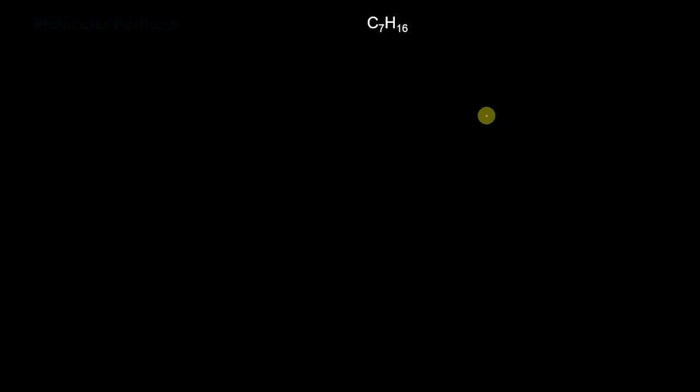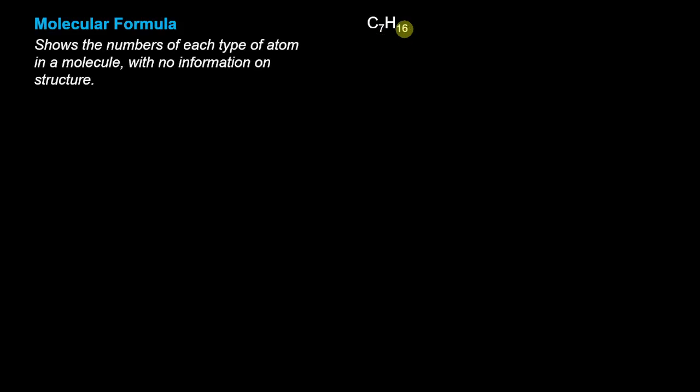Now, this one is the molecular formula for this compound. In organic chemistry, we will be dealing with large molecules. This one is a large molecule composed of 7 carbons and 16 hydrogens. The molecular formula shows the number of each type of atom in a molecule with no information on the structure. This formula just tells us how many carbons and how many hydrogens are here. It does not tell us how the carbon and hydrogen are connected to each other, so it does not give us any information on the structure of the molecule.